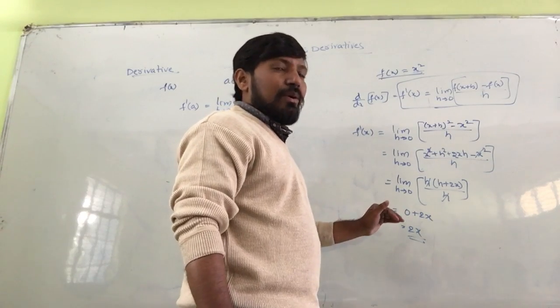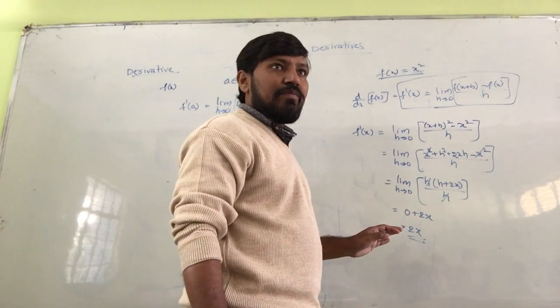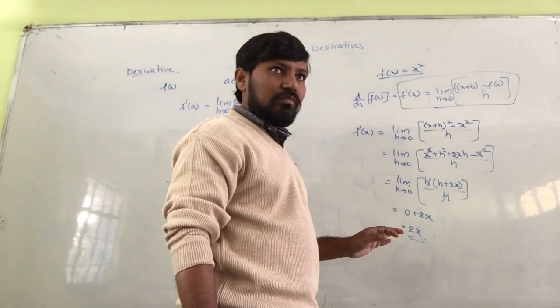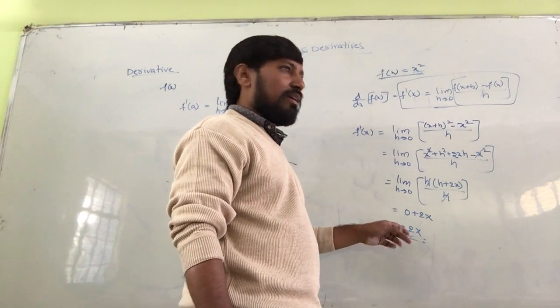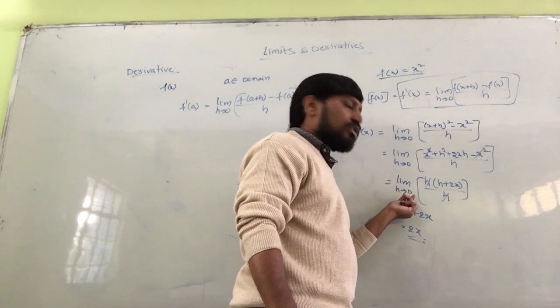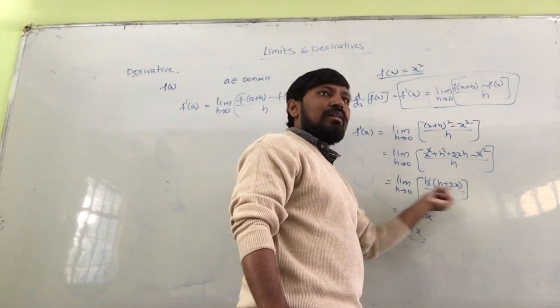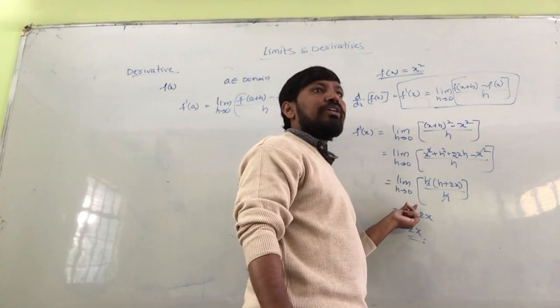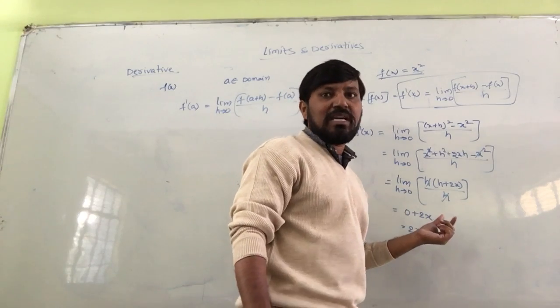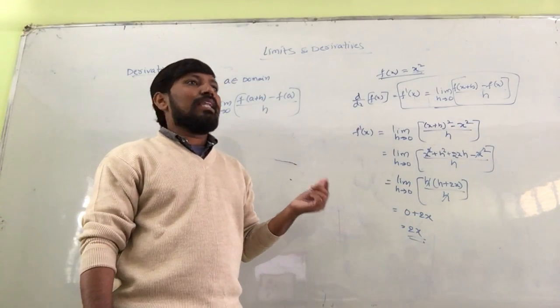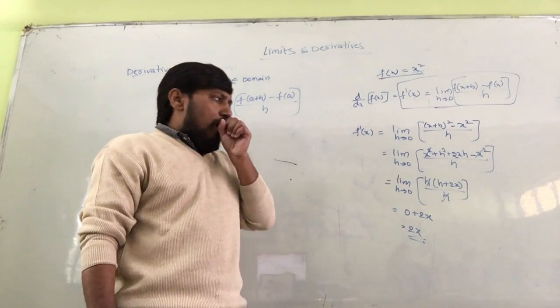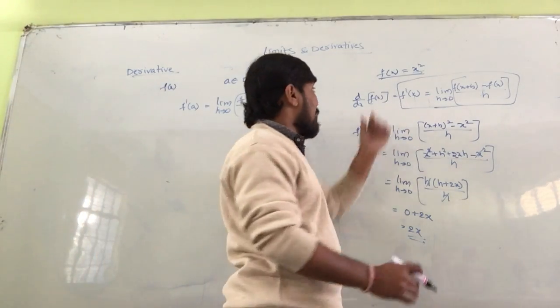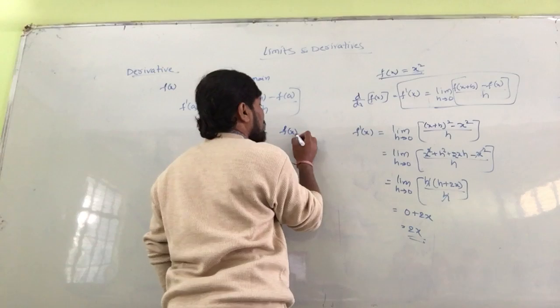जब हम h का वैल्यू 0 सब्स्टिट्यूट करते हैं तब हमें limit h tends to 0 नहीं लिखना पड़ेगा. Whenever you substitute h is equal to 0 in this function, then limit h tends to 0, no need to write. That is what you have learned in the limits concept. Okay, this is 2x.